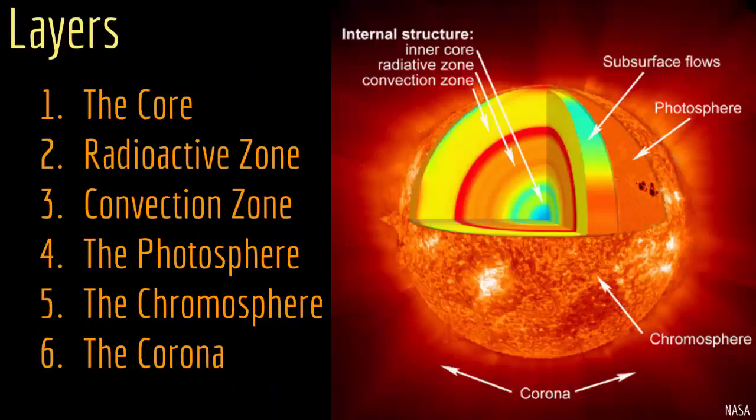Well, the sun is composed of 6 major layers. It is the core, the radioactive zone, the convection zone, the photosphere, the chromosphere, and the corona. These are the layers that compose the sun.